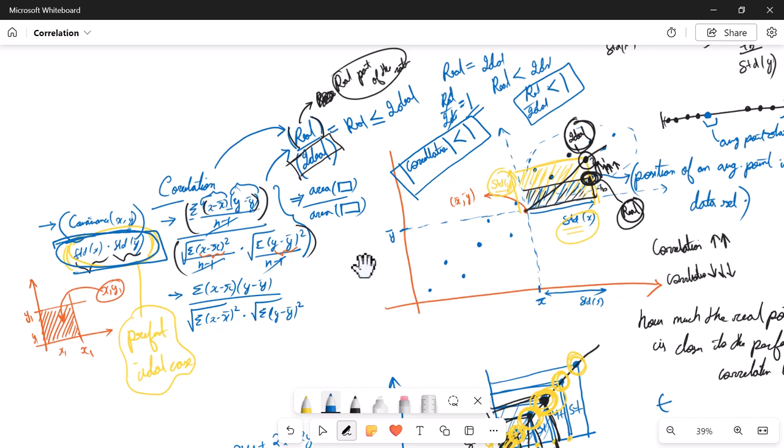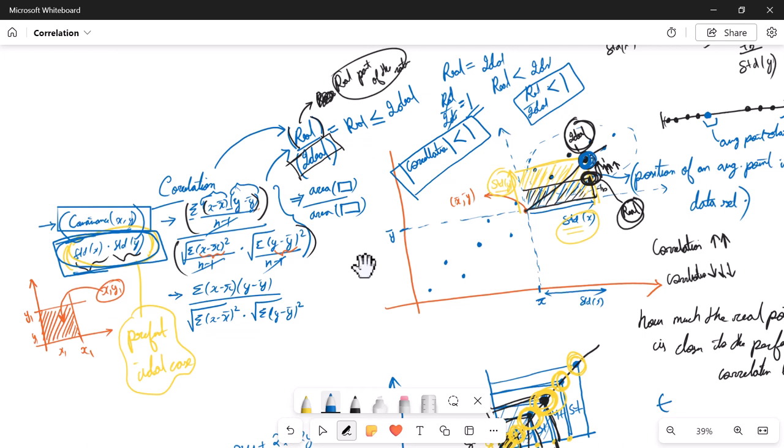And the numerator part is the real part, right? It represents the real part of where the points are actually lying. If the real point is very close to the standard deviation intersection, that is this particular vertex, the ideal rectangular vertex, if the real point is closer to the ideal rectangular vertex, then the correlation is very high, the strength of the relationship is very high. And if it is far away from that perfect correlation line, or if it is far away from the ideal rectangular vertex, then the correlation is very low. So this is what it is.